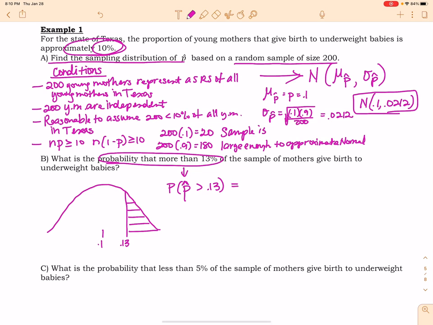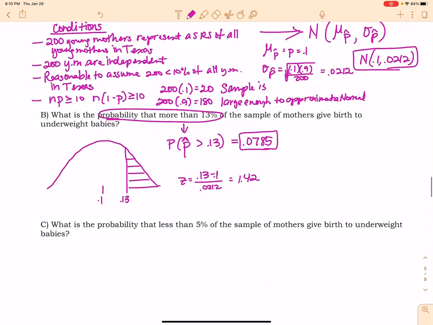And then, in order to find my answer, I can use my chart and look up a z-score. Well, you'd have to find your z-score here. If you did that, you'd have to do this, and then you'd get your z-score. And then you'd look that up on your chart and write your answer. Or you can go to Statplet, or you can use your calculator. Any of these situations is going to give you this value right here, 0.0785. So the probability that more than 13% of the sample of mothers will give birth to underweight babies is about 7.85%.